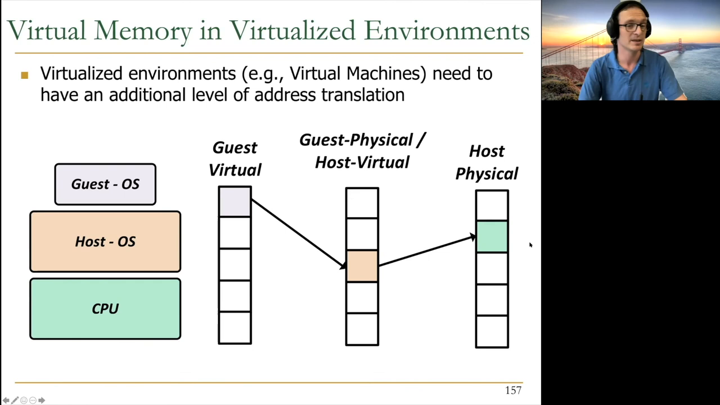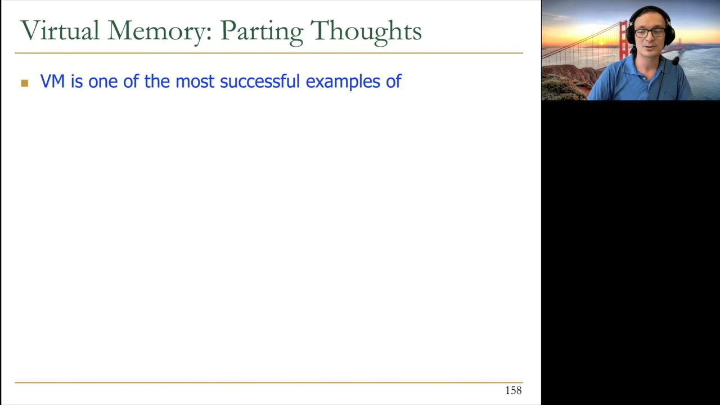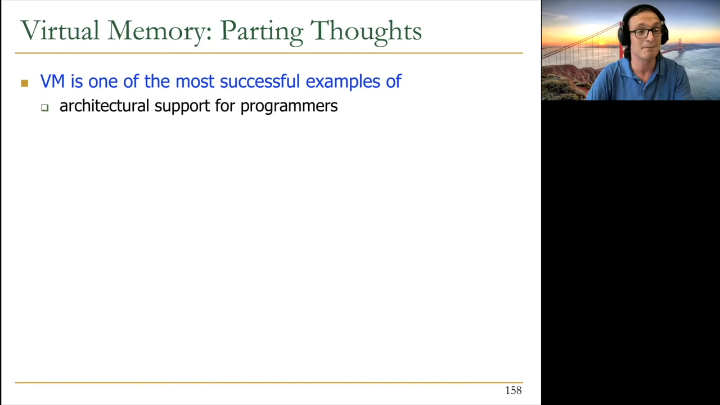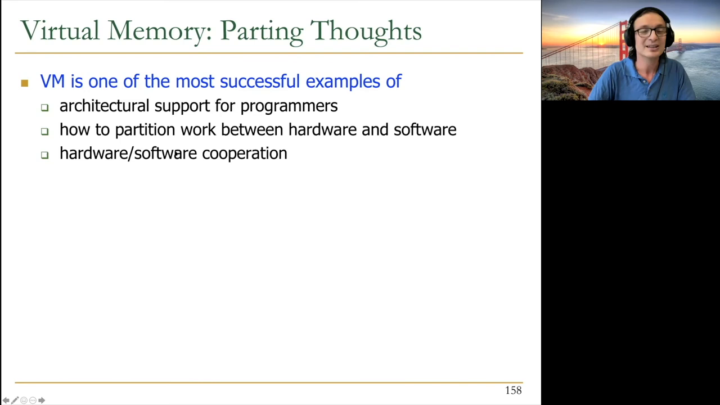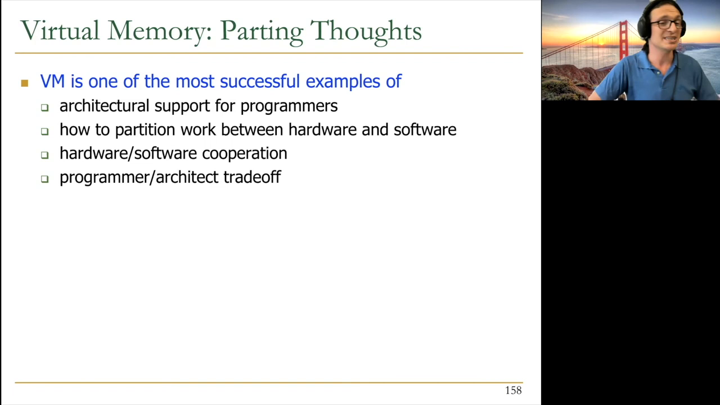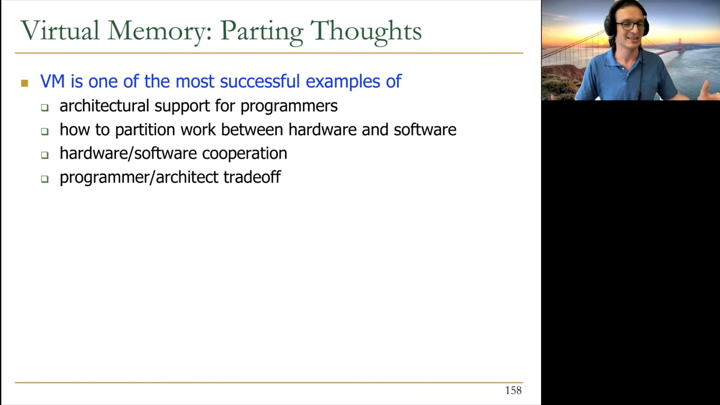Okay, so let me conclude with these parting thoughts on the virtual memory part, and then we're going to have an epilogue for those who wish to stay for the rest of the lecture. Virtual memory is actually very important because it's one of the most successful examples of multiple things. Architectural support for programmers, how to partition work between hardware and software. So it's really hardware-software cooperation, which is similar to what I said over here. And it's a very successful example of the programmer-architect trade-off. It basically makes programmers' life super easy, and architects' life, both system architect and microarchitects' life, harder, as we have seen. But it is one of the most successful examples.